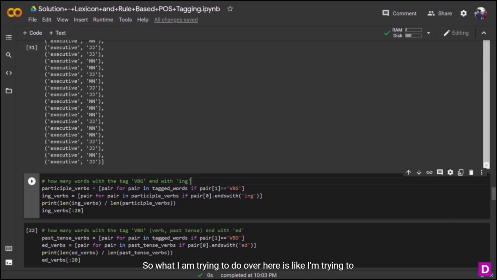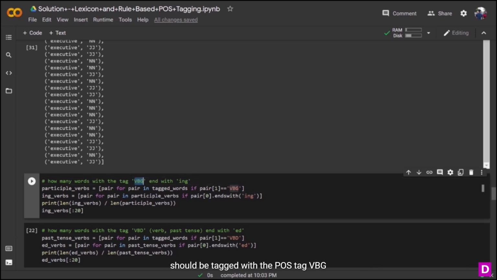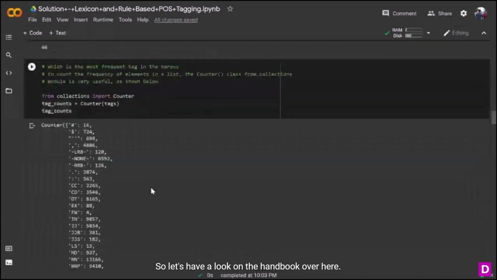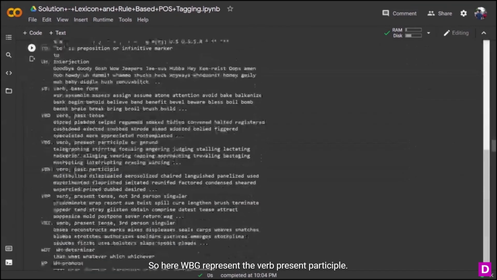So what I am trying to do over here is explore the words which end with the term ing, which should be tagged with the POS tag VBG, right? Let's have a look at the handbook over here, just a second. Yeah, so here VBG represents the verb present participle.